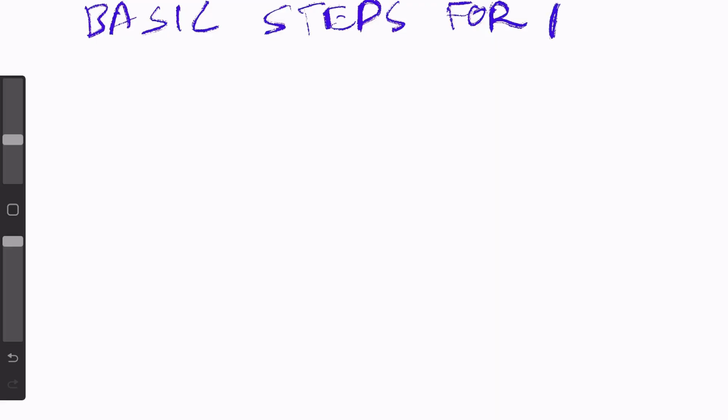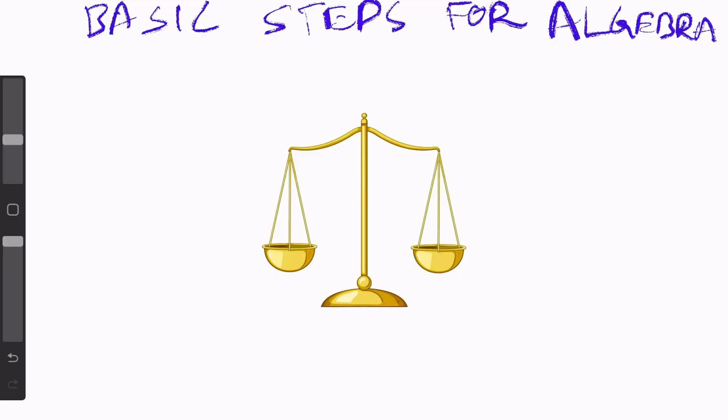So today we are going to learn about the basic steps needed in algebra. In algebra, we need to know these basic things. For example, let's think that this weighing scale is an equation. Normally in an equation, LHS equals RHS, right?